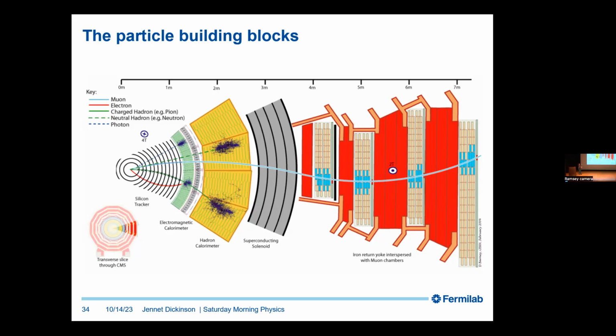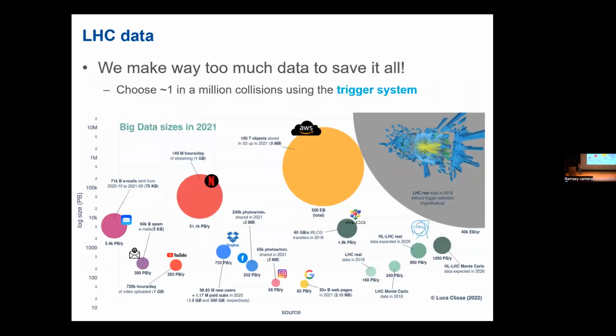That's basically how we see all of these different things. One additional system that we consider part of the detector, but that I didn't really talk about, is that we make way too much data to save it all. So all of these detector systems have to make decisions very quickly about whether what they're seeing is interesting.